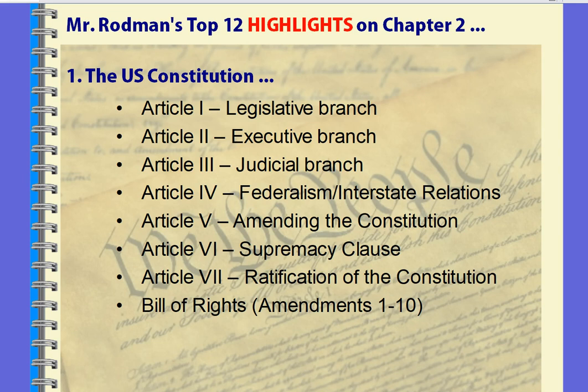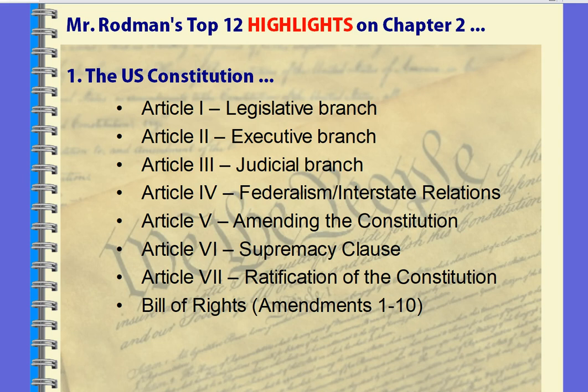Now, keep in mind these are enumerated powers, so these are the powers specifically enumerated or spelled out in the Constitution as to what the national government has. In Article 1, we look at the powers of the legislative branch. Article 2 showcases the powers of the executive branch, the president, vice president, and the cabinet and the bureaucracy, and so forth. Article 3 looks at the judicial branch in terms of what powers they have there.